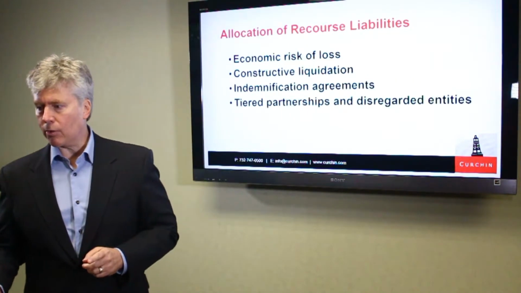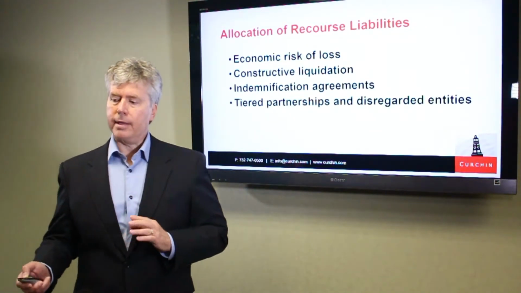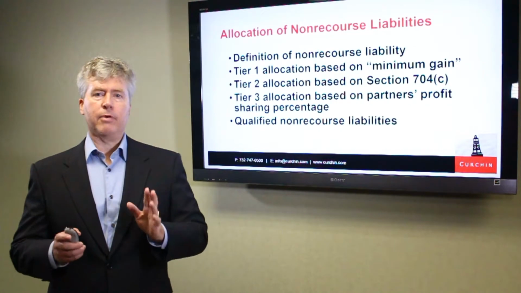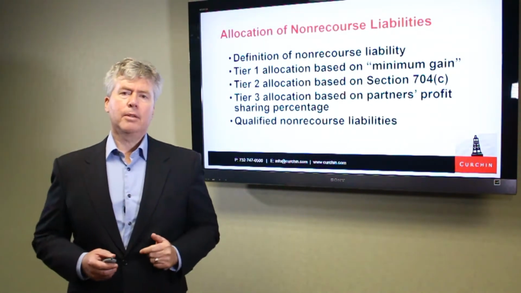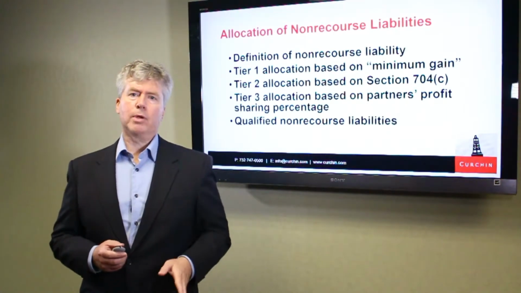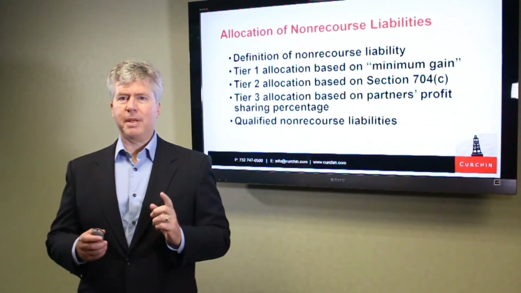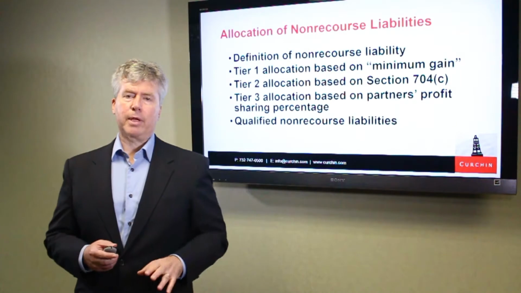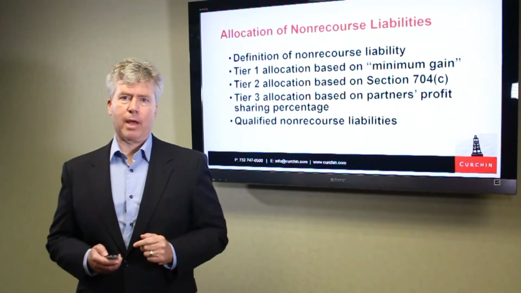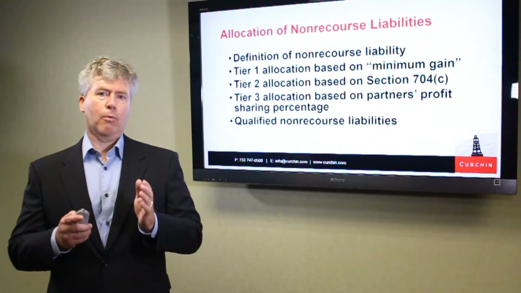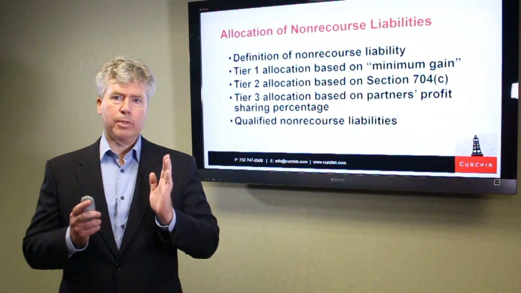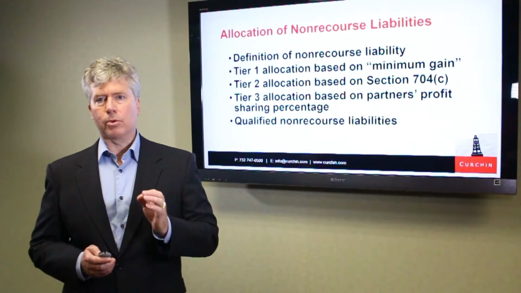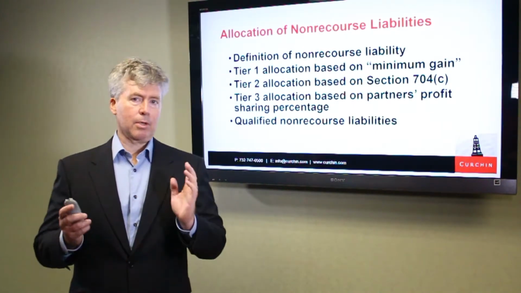So for non-recourse liabilities, there's a complex set of allocation rules. There's a three-tier mechanism. Essentially, the IRS says that you allocate non-recourse debt to the partners based on how gain would be allocated to the partners associated with those liabilities. What's important, though, what I'd like you to come away with here is that there is an important distinction between recourse and non-recourse liabilities. We see it all the time.